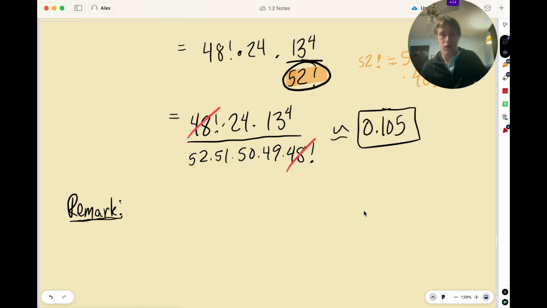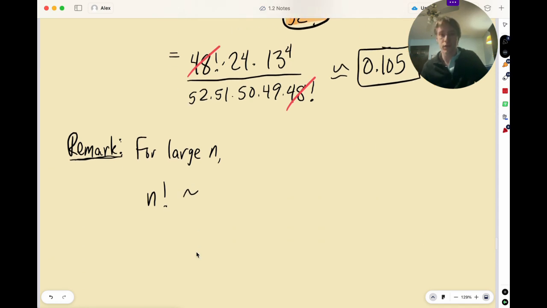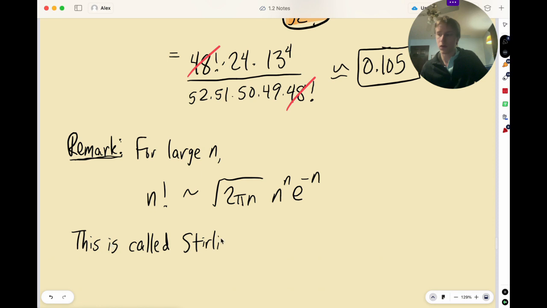Okay, so for large n, we get that n factorial can be approximated, so is on the order of the square root of 2 pi n times n to the n times e to the minus n, which doesn't look that much better, but it actually is, because you can take the natural log of this and simplify things pretty greatly. Just a quick little comment: this is called Stirling's formula or Stirling's approximation.